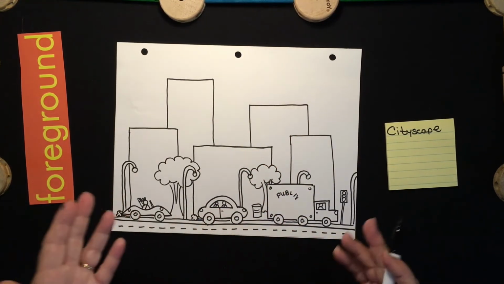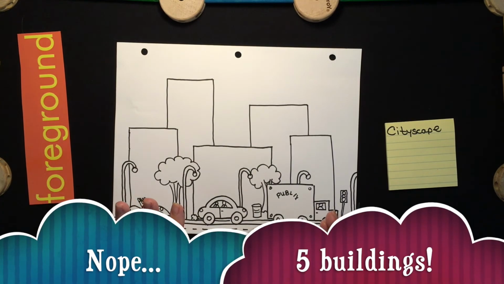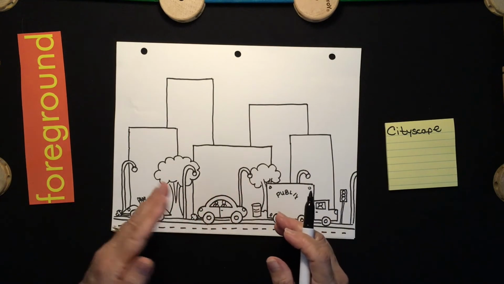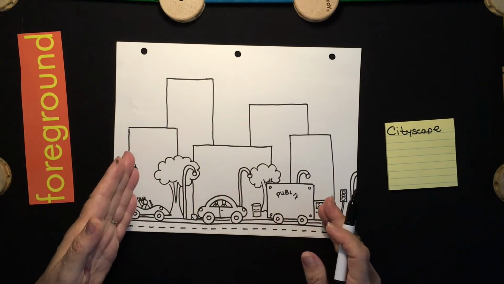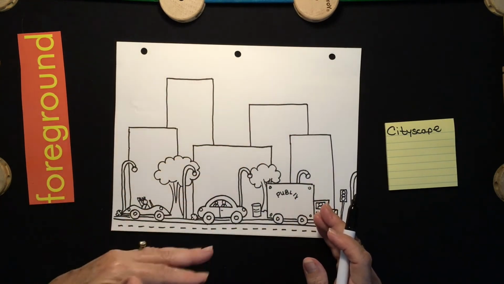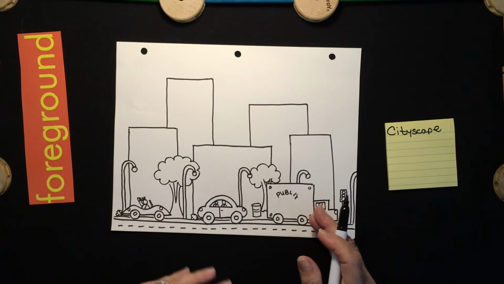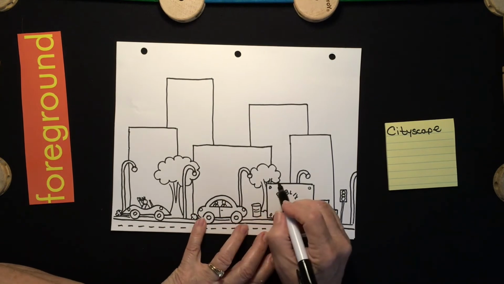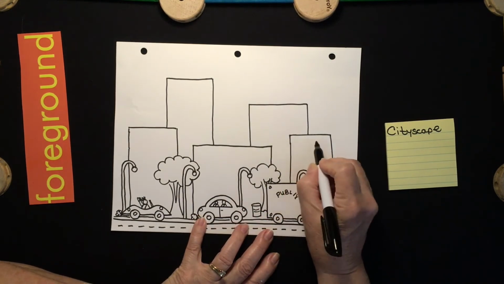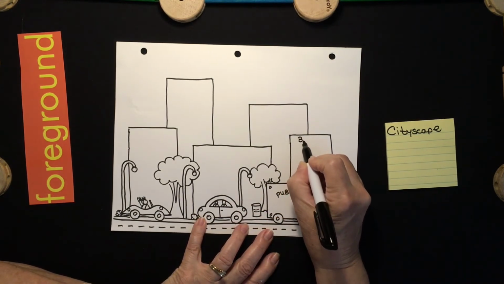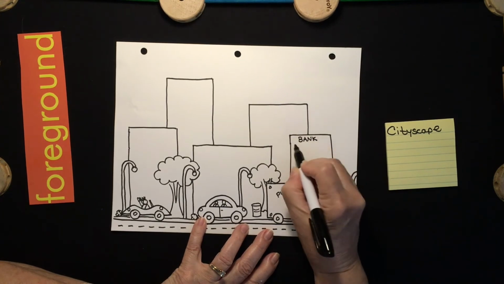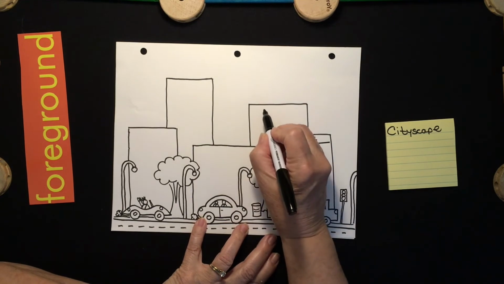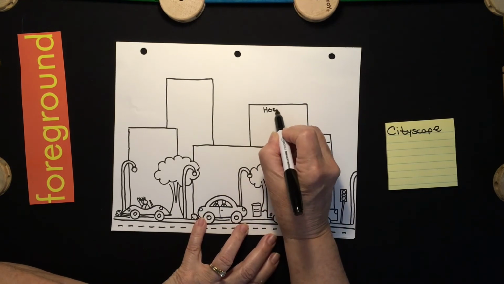Now, I have a total of 6 buildings. It's up to you if you want to add more. You could add another one here. You can add another one here. I am not making any more buildings because I'm going to add some objects in the sky that I'll show you in a moment. If you choose to put signs on your buildings, here's one way to do it. Let's say this is a bank. I could write the word bank. Looks like a sign. Maybe this is a hospital. Hospital.